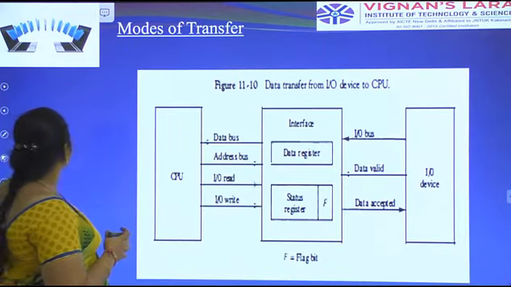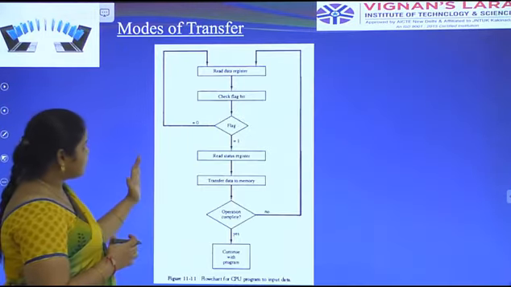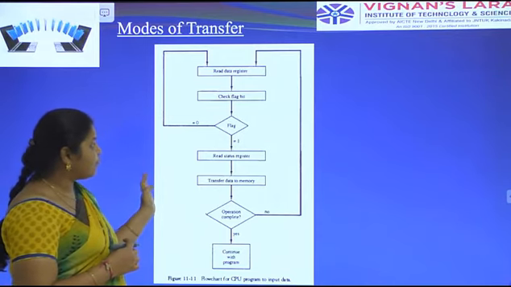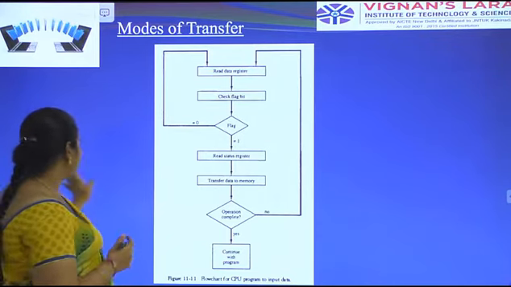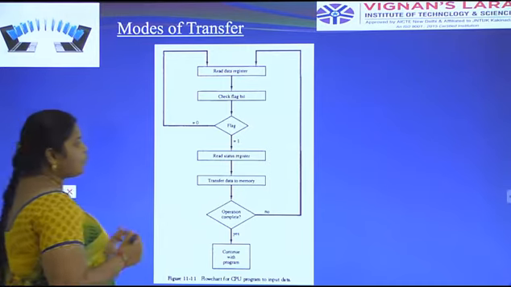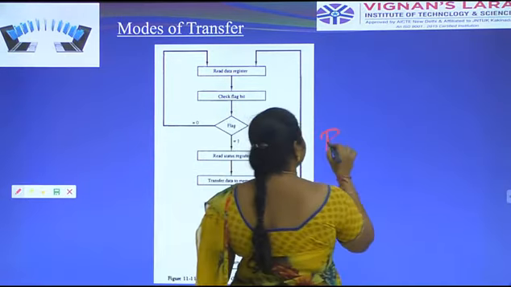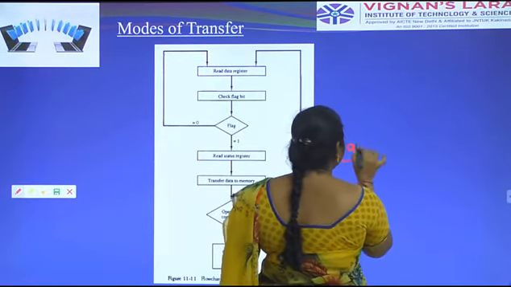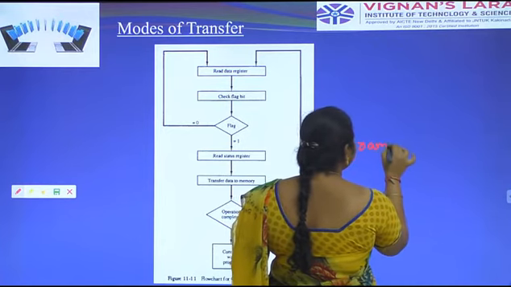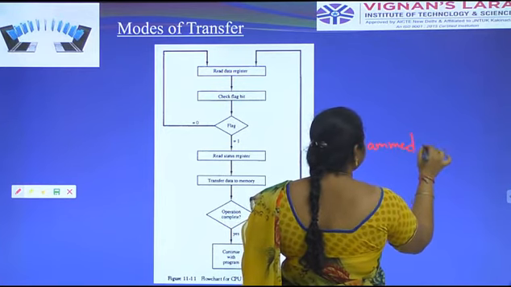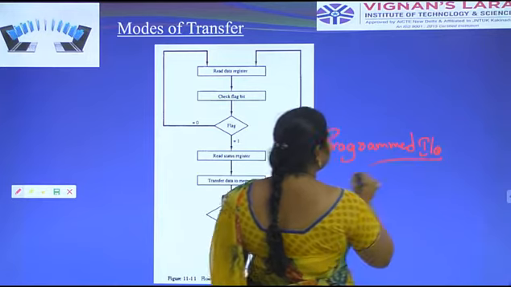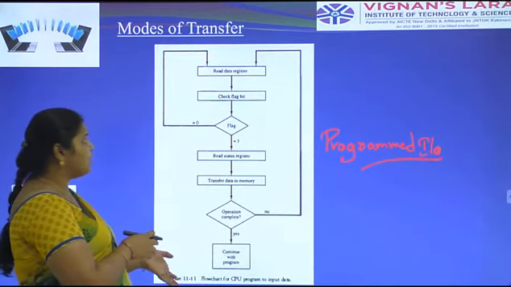Okay, here this is also a flow chart of a CPU program for input and output data. This is also programmed IO. This is a flow chart for programmed IO.